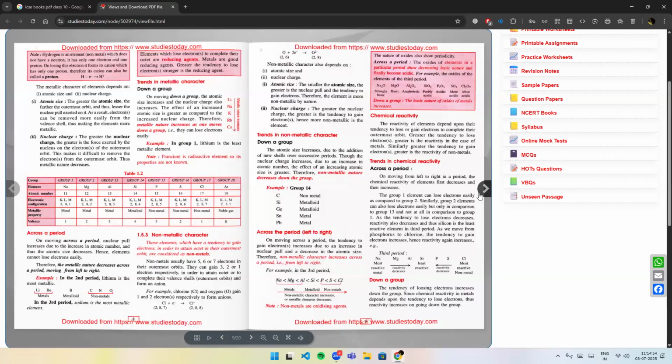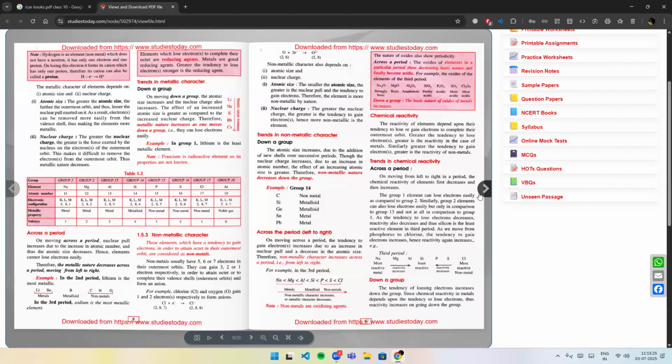Non-metallic character also depends on atomic size and nuclear charge. Atomic size. The smaller the atomic size, the greater is the nuclear pull and the tendency to gain electrons. Therefore, the element is more non-metallic by nature. Nuclear charge. The greater the nuclear charge, the greater is the tendency to gain electrons, and hence more non-metallic is the element. Trends in non-metallic character.